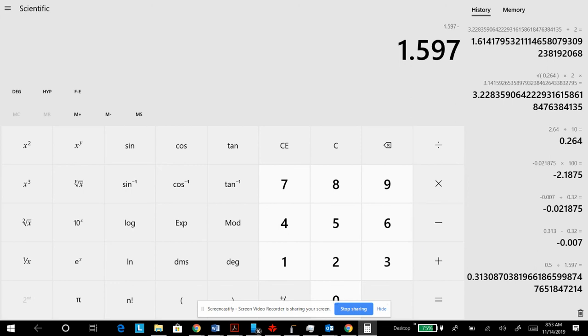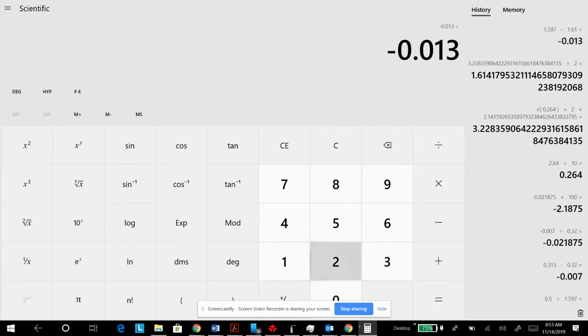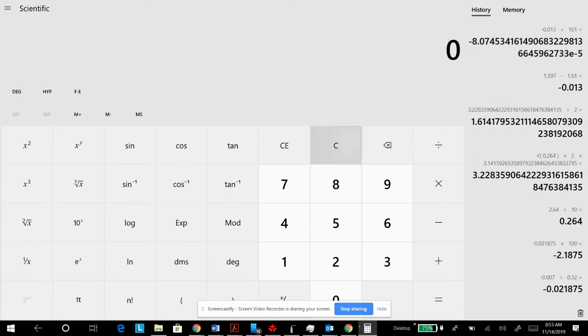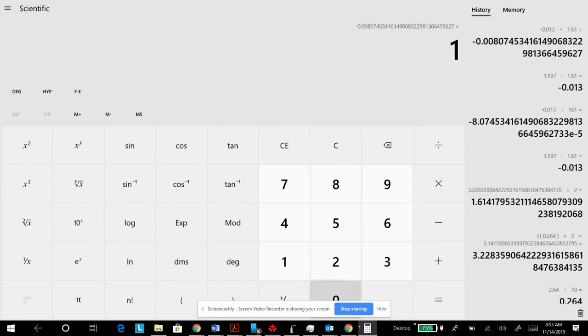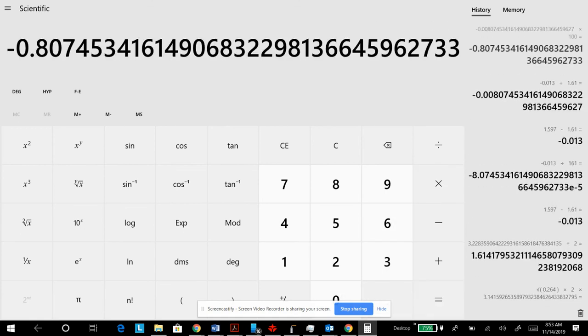So you go like this, 1.597 minus 1.61 equals a number. Divide that by 1.61, and then multiply that by 100. So we had a 0.8% error.